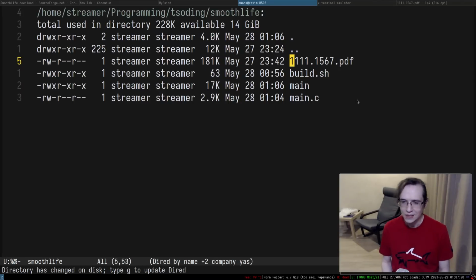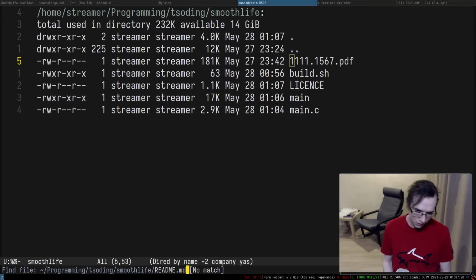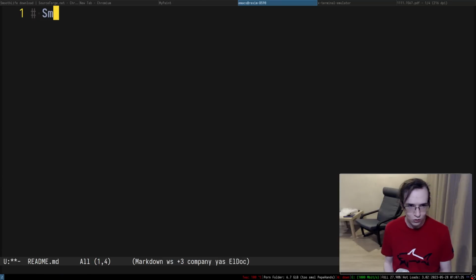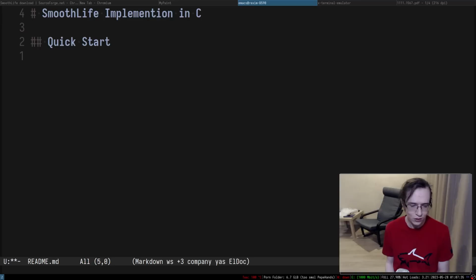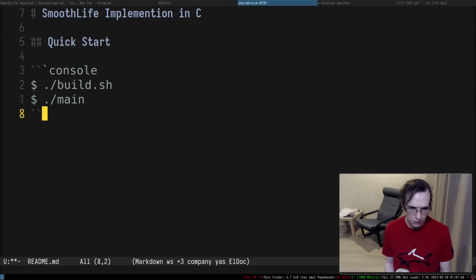Yeah. So, readme. Okay. So this is a Smooth Life implementation in C. Right. So this is going to be the quick start, and the quick start is very simple, right? I didn't overcomplicate anything: build.sh, and then you just run this entire thing, all right?